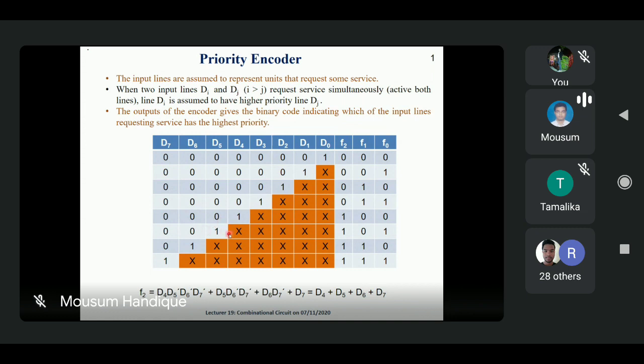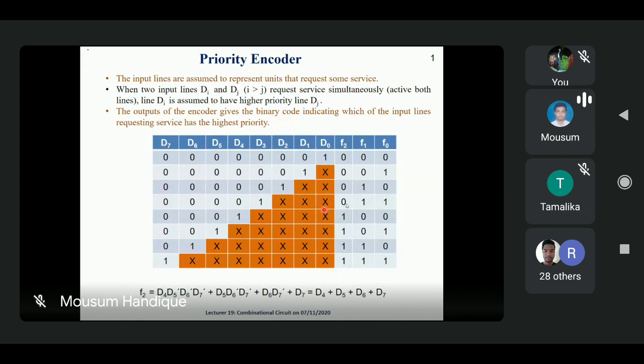This way we are going. So that means if both 2 or 3 lines are active, based on some priority we can select that particular input line. That is the main objective of the priority encoder. And if you carefully check this particular expression, I am showing only one. You can generate F1 and F0 from your side. So just look very carefully at how I am generating F2.